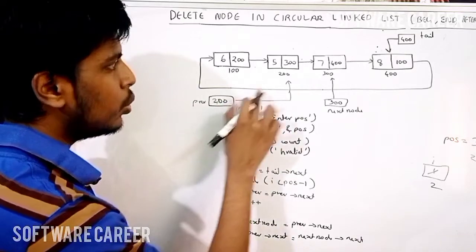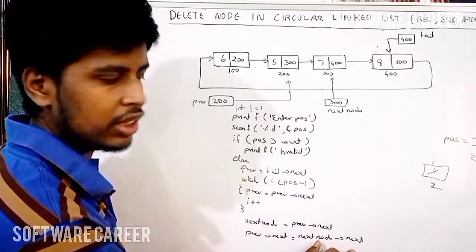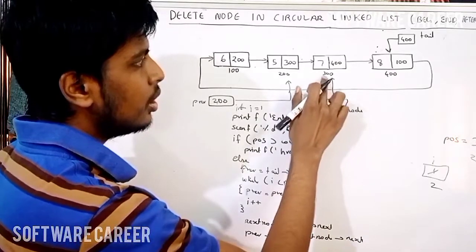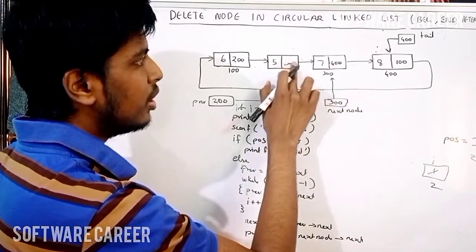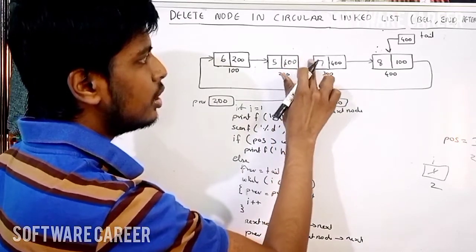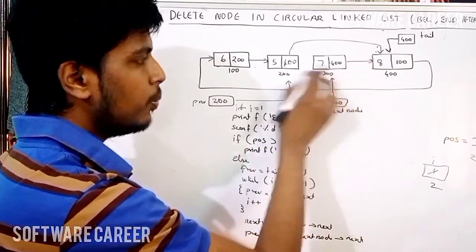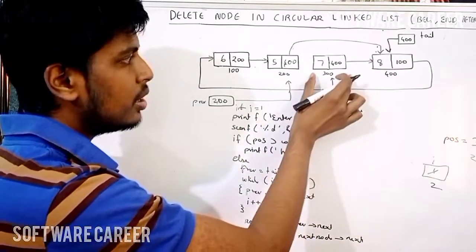Now see, previous next is what? Previous is 200. 200's next is this pointer. In this pointer I should update the value of next node next. Next node is 300. 300 next is 400. So I am updating here 400. So this link got cancelled and this pointer is pointing to the node which has 400. Now this node is not part of the linked list, but it is a garbage value.